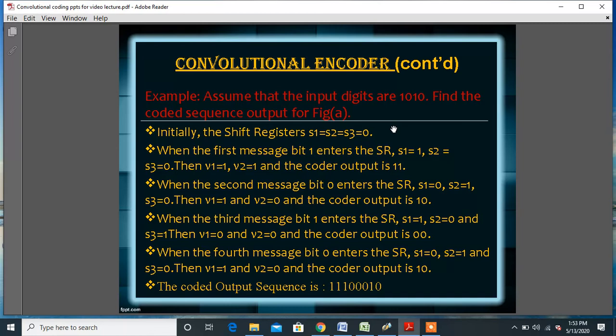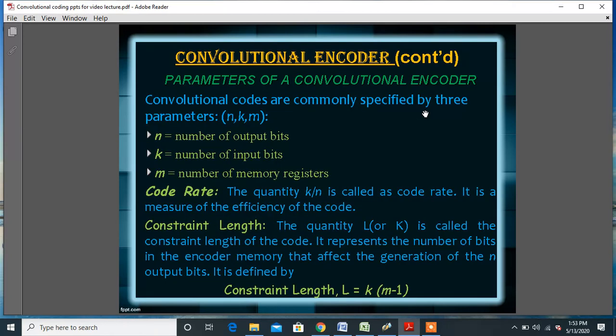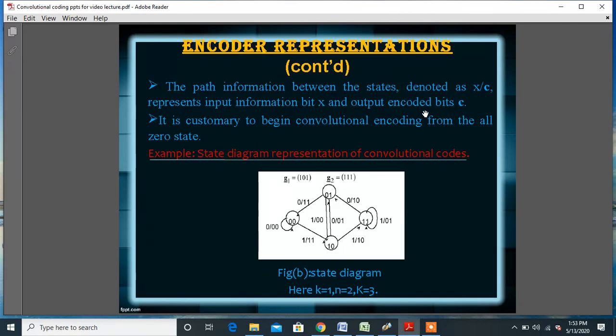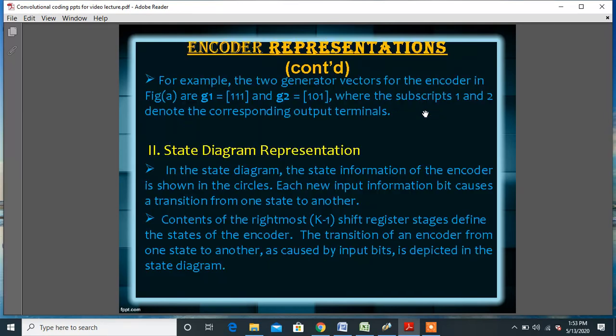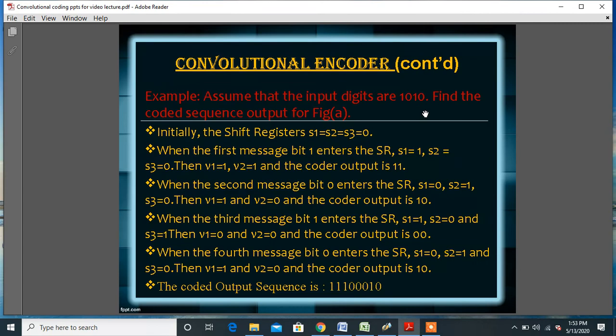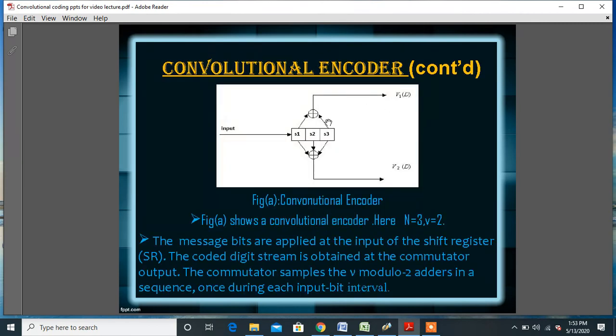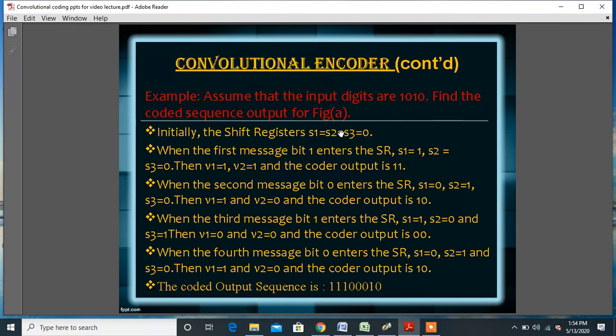So we will start with the convolutional encoder. Assume that the input digits are 1 0 1 0. This is one example of how to design: find the coded output sequence for the figure given below. This is the state diagram, and the figure we have illustrated over here is figure A of the convolutional encoder. Now we will design this figure.